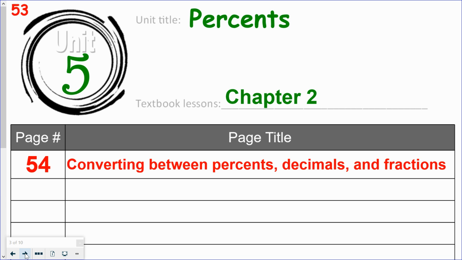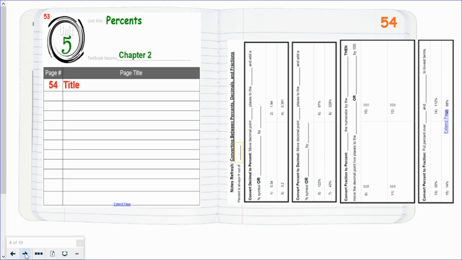Okay, so this is our 5th unit and it is in chapter 2 of your textbook. Okay, so glue in your new unit paper and then your notes will go after it.